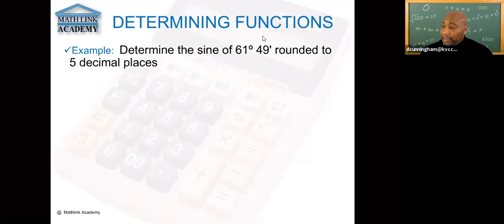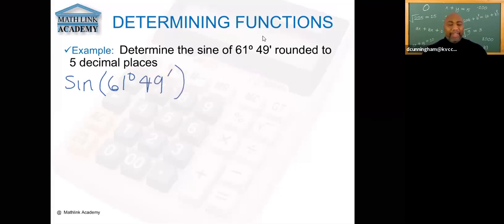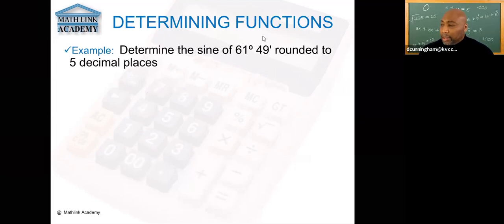So for this example, we have the sine, and how you write it is the sine of 61 degrees and 49 minutes. Now, normally we don't write it like that. So you want to convert this 61 degrees and 49 minutes into a different number. So let me clear that. I'm going to take 61 degrees and 49 minutes and convert that to decimal degrees. So this is what we're going to have.